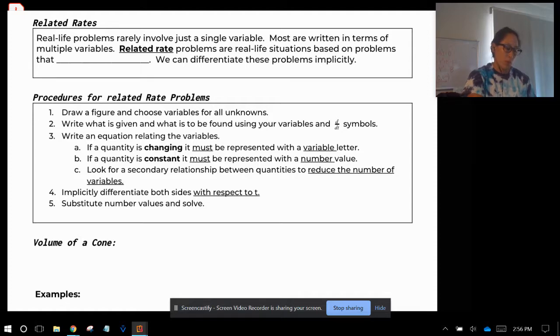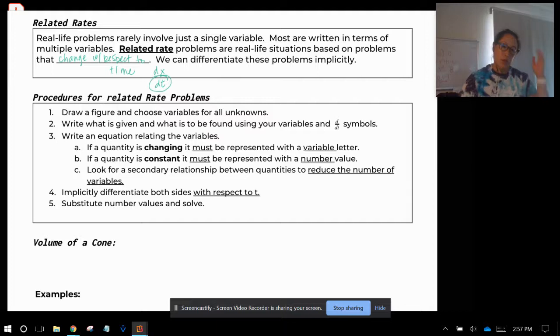where the rate is the change with respect to time, aka d something, let's say dx dt. So we're going to be taking those implicit differentiation rules with respect to time.